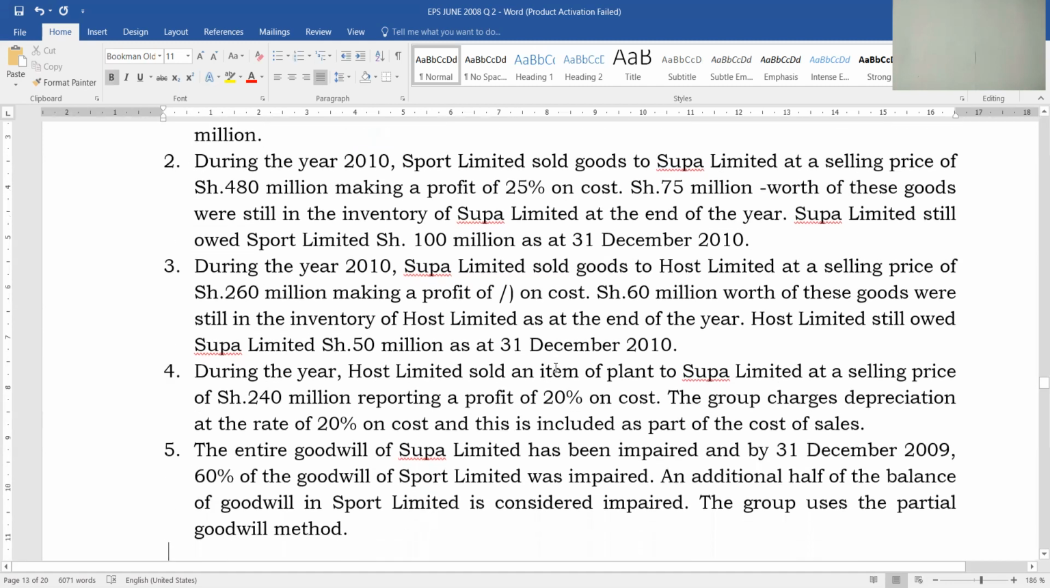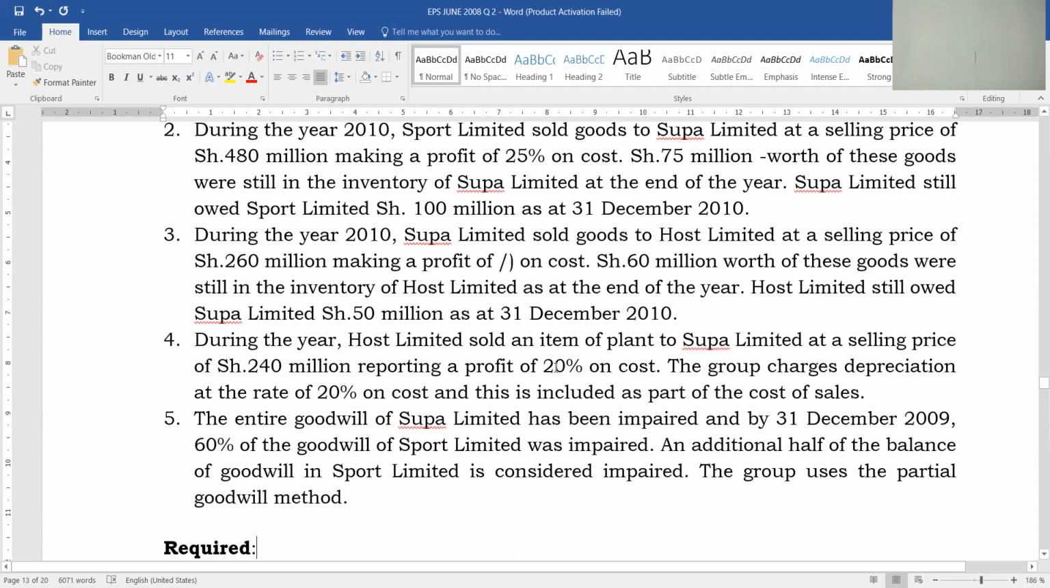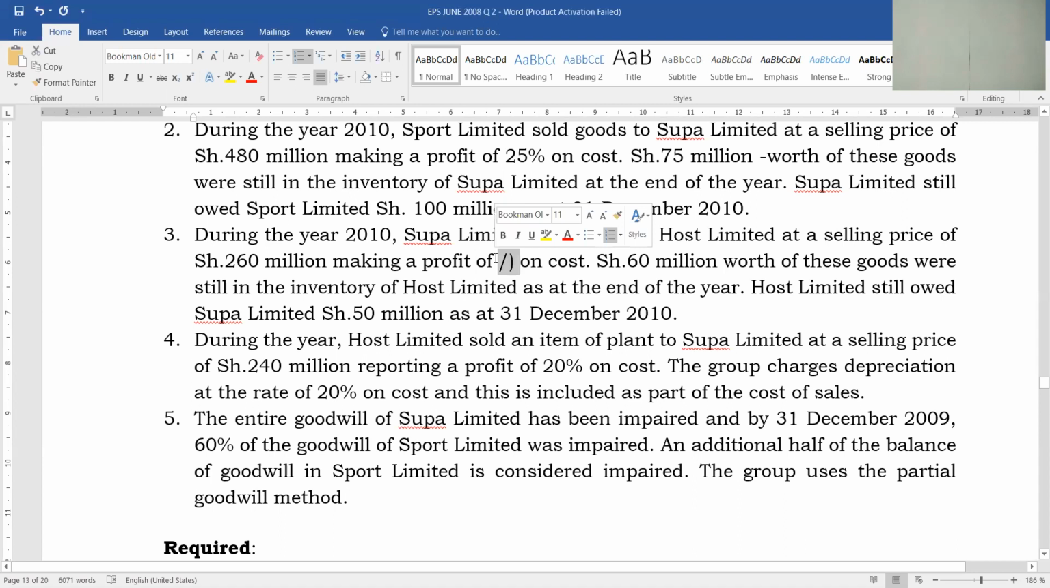The number 3, you are told that during the year 2010, Super Limited sold goods to Host Limited at a selling price of 260 million, making a profit of, so I need to adjust this. So the relevant percentage that was supposed to be included in that additional information is supposed to be a third.